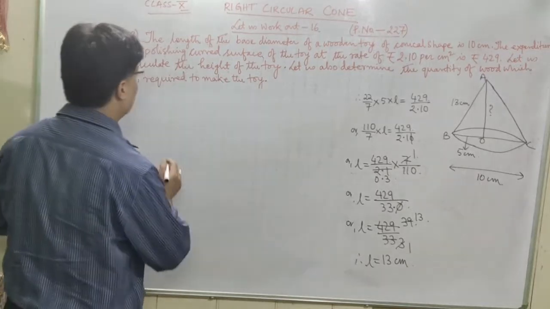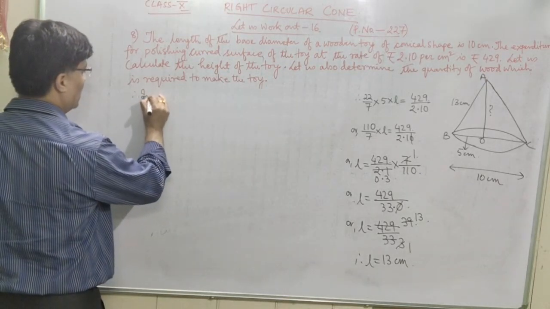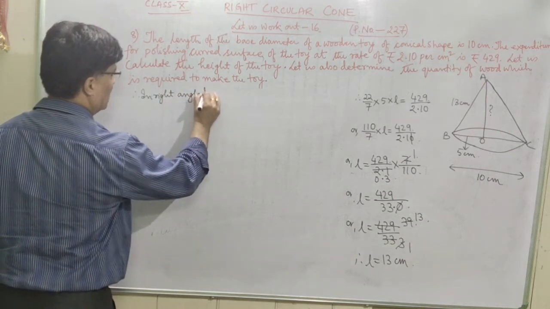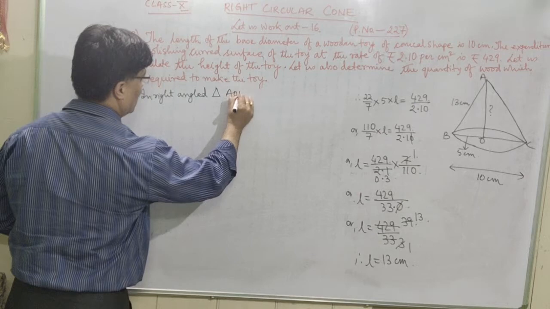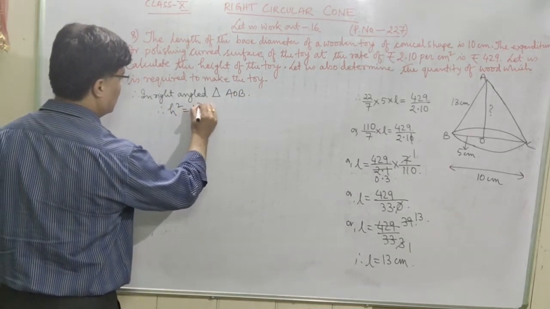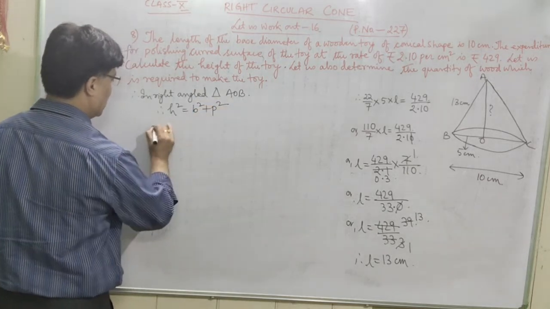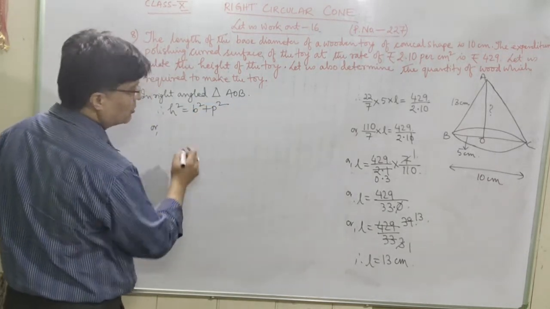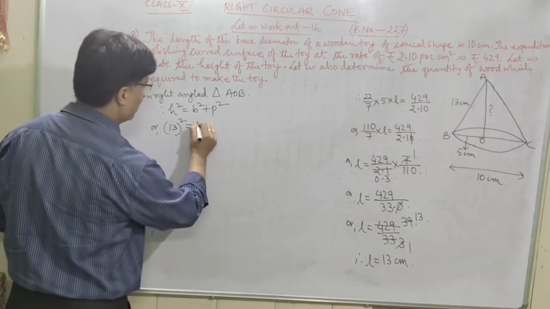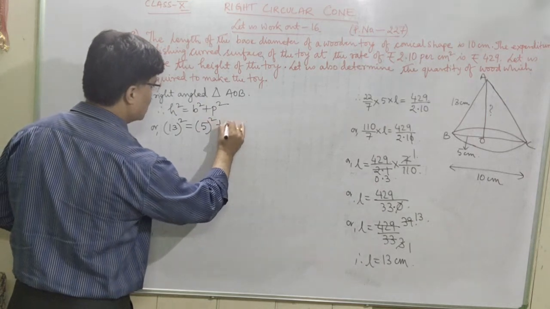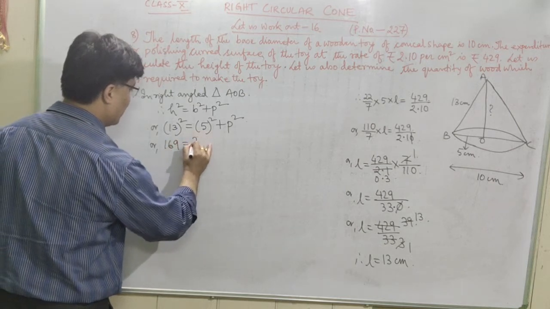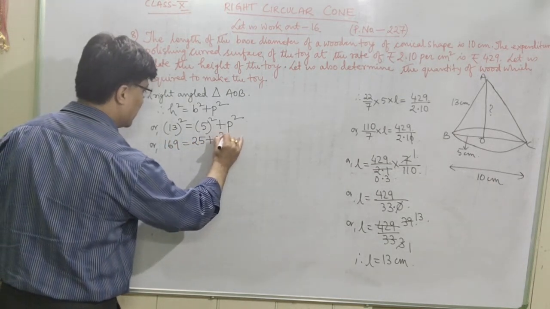Therefore, in right angled triangle AOB, you know Pythagoras theorem. That is h square is equal to b square plus p square. What is hypotenuse whole square? It is 13 whole square is equal to, what is base whole square? That is your 5 whole square plus p square. What is 13 whole square? 169 is equal to 5 whole square is 25 plus p square.